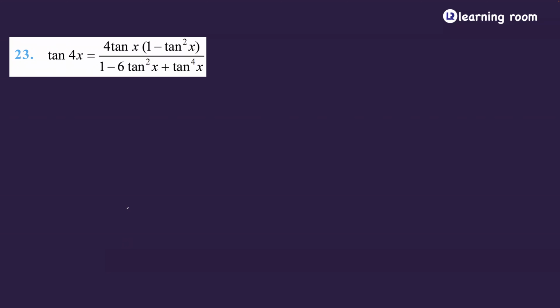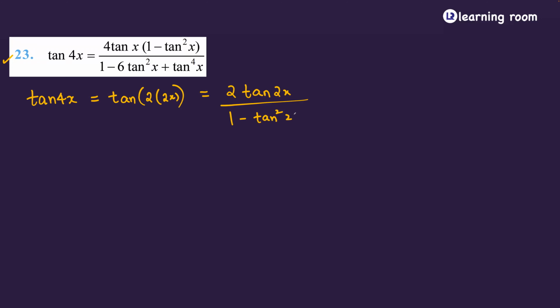Listen, this question is, prove that tan 4x is equal to 4 tan x into 1 minus tan square x by 1 minus 6 tan square x plus tan power 4x. Okay. So when you look at tan 4x, can we write it as tan of 2 times 2x? So it is tan 2 theta, which is going to be 2 tan theta divided by 1 minus tan square theta. So what is the formula? Tan 2 theta is equal to 2 tan theta divided by 1 minus tan square theta.